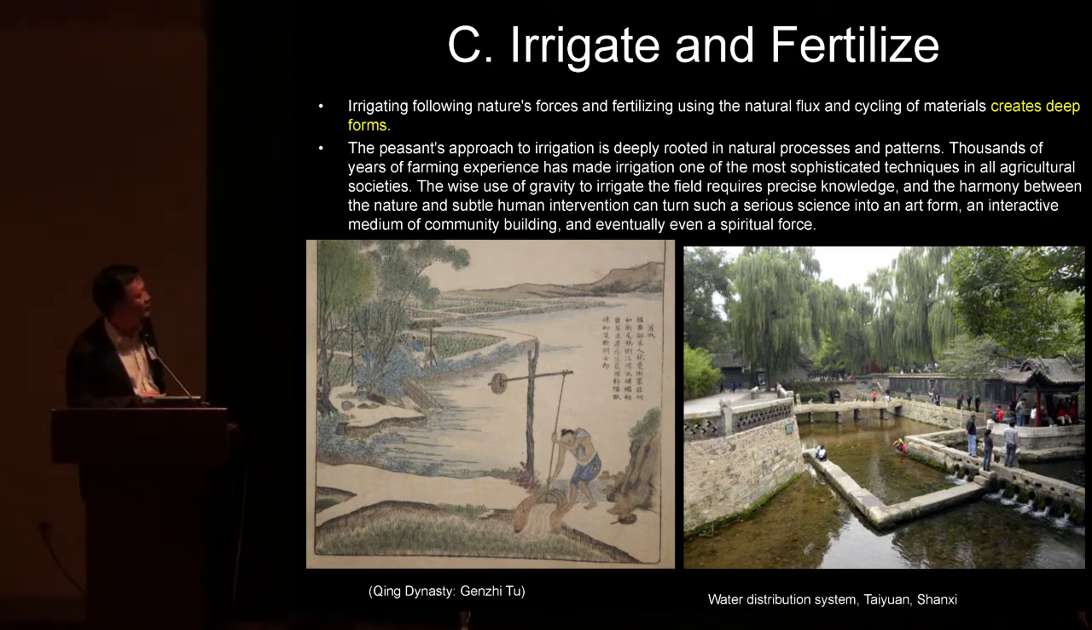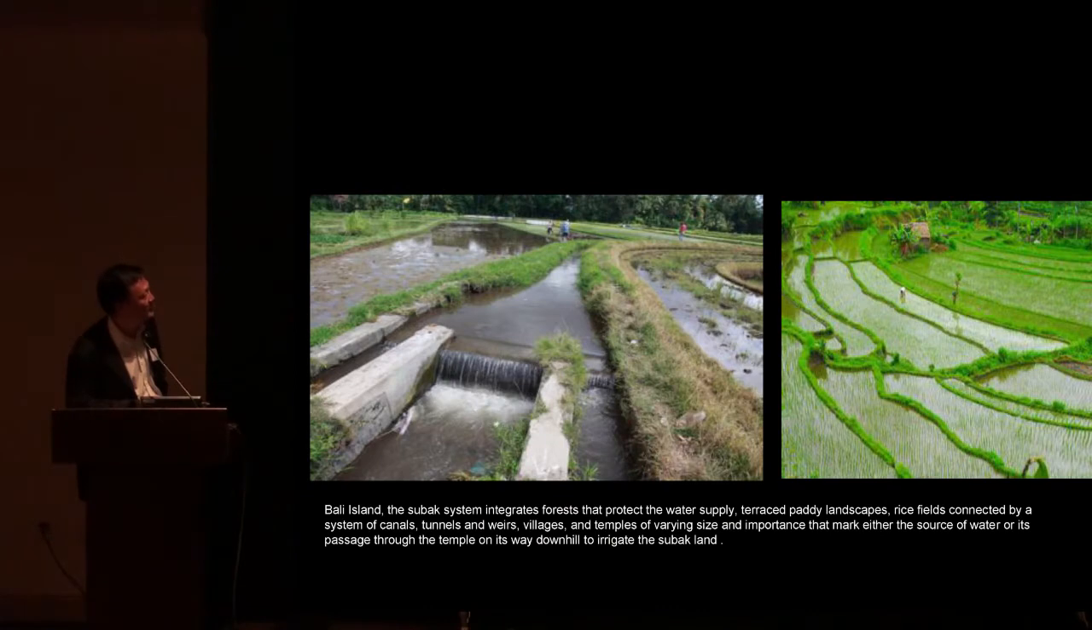Irrigating following nature's forces, and fertilizing using the natural flux and the cycling of materials, create deep forms. The peasant's approach to irrigation is deeply rooted in natural processes and patterns. For thousands of years, irrigation has been one of the most wisely developed knowledge in agricultural societies.